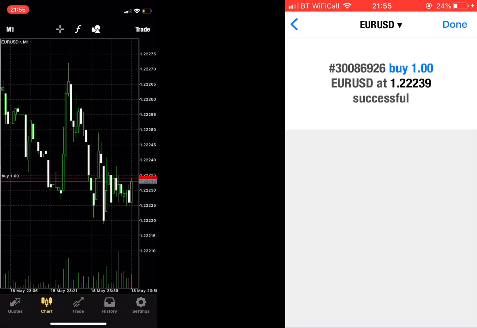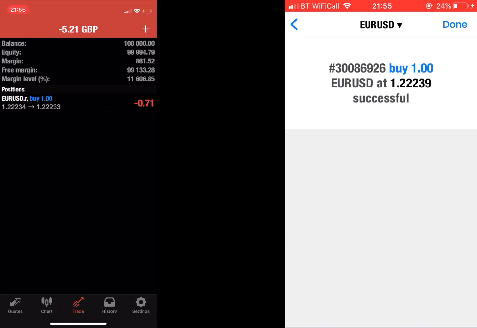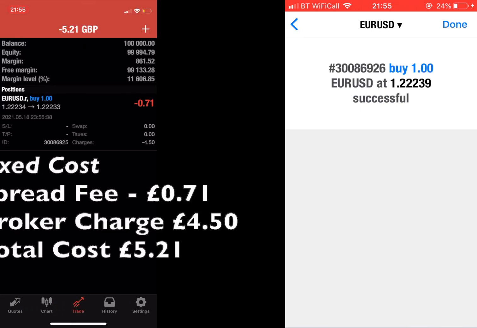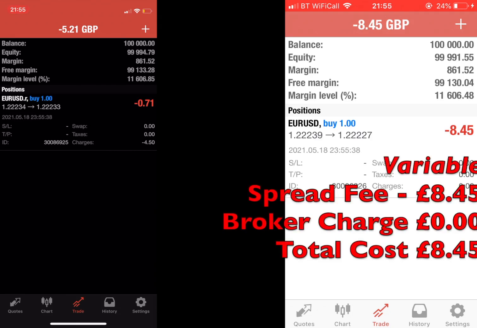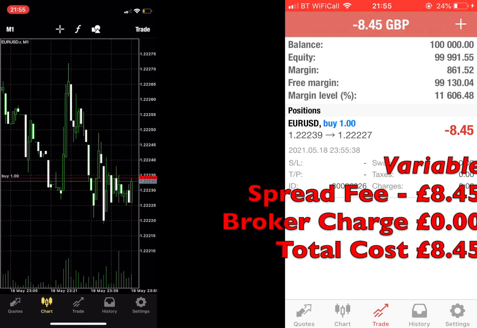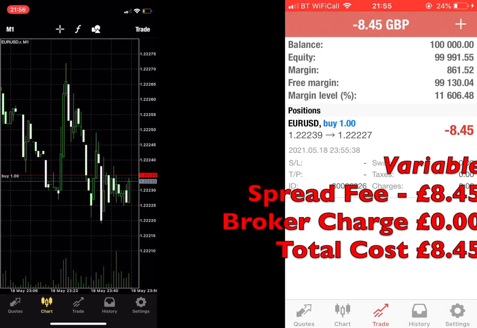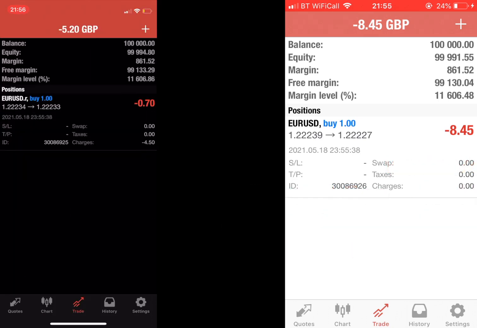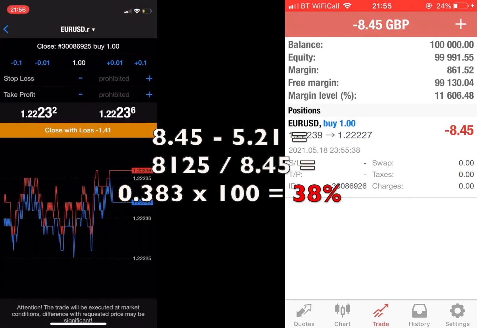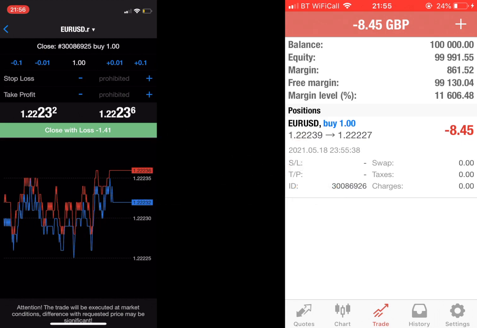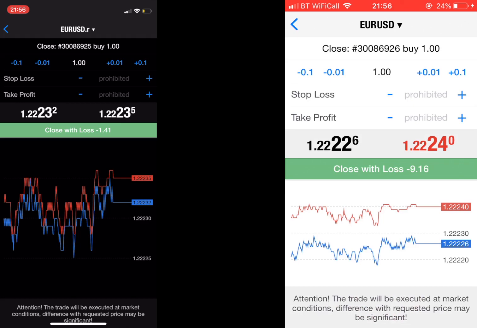So here we have one lot which has been placed for a buy. As you can see on the left, we have a £5.21 total fee. In charges we have £4.50 and spread cost is 0.71p, so 71p. On the right hand side we have £8.45 total and no charges. So already, taking the exact same time, exact same price, we can see that we're getting about a 38% increase just off the fact that we're using a standard account, even though we're placing the same lot sizes, same account, same leverage, everything.